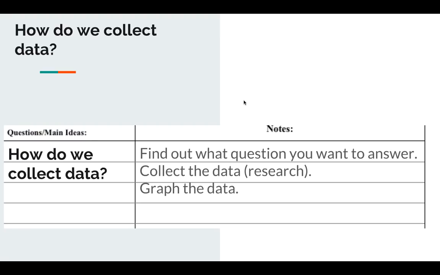So we collect data to find out questions we want to answer. We collect data to do the research, and then we graph the data. That's our way to communicate, to show our results.